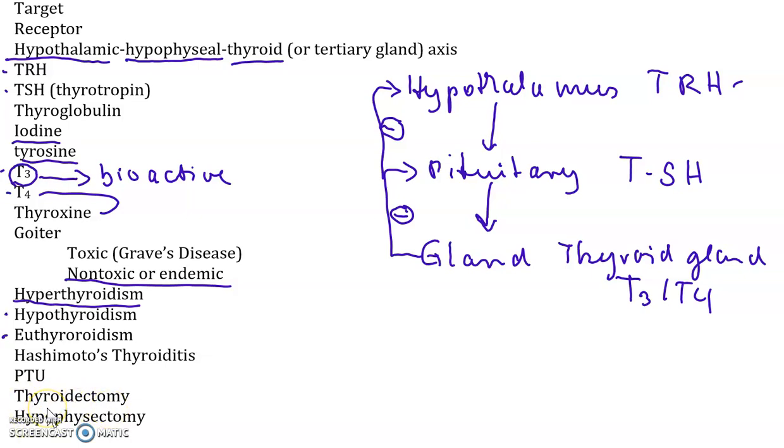Thyroidectomy is when you are surgically removing the thyroid gland, and hypophysectomy would be that you're taking out the pituitary. Now, that's not such a good idea, but if it's cancerous, you may have to. But the thyroid gland is actually removed fairly frequently in people if they have goiters or other cancerous kind of conditions with the thyroid gland.